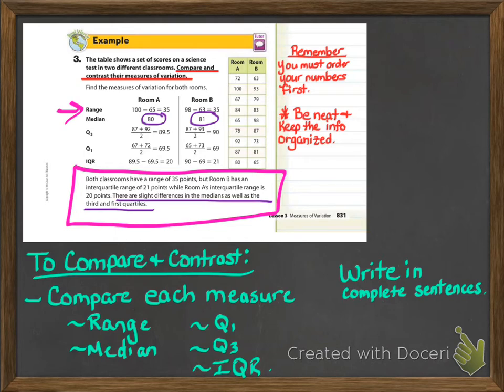But for the remainder of the ones, look how close the quartiles were. They are off by half, by 5/10, 89.5 to 90, 69.5 compared to 69. So they are less than 1 number away, which is why they went ahead and said that there were slight differences. It was a very minute difference. You could have also said that the quartiles between the two rooms were basically 1/2 or 5/10 apart from each other.